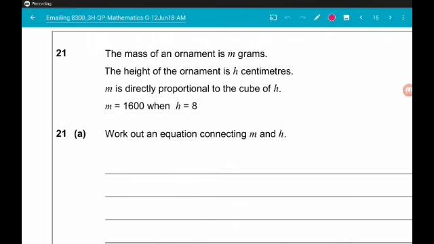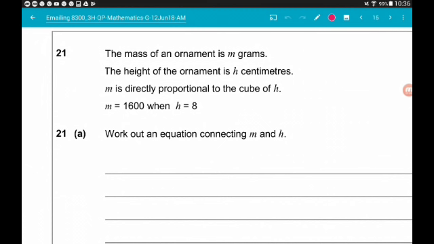Question 21, we've got some direct proportions, so I'll put my proportion playlist down below in the description. So the mass of an ornament is m grams, the height of the ornament is h centimetres. m is directly proportional to the cube of h.